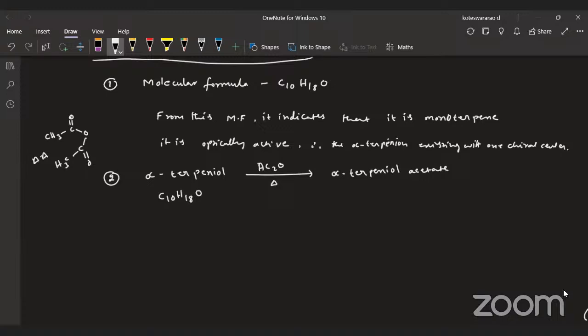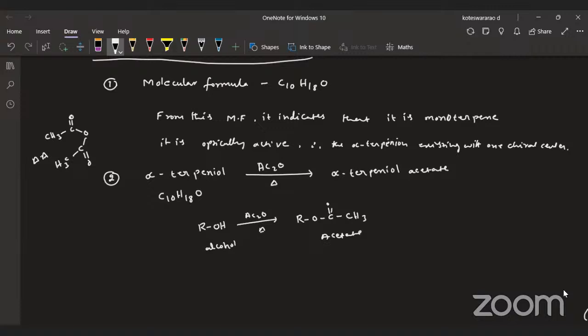What is that indicating? Suppose any molecule having an OH group reacts with acetic anhydride and undergoes an acylation reaction. That leads to the formation of an acylated or acetate product. This is the acetate from alcohol.